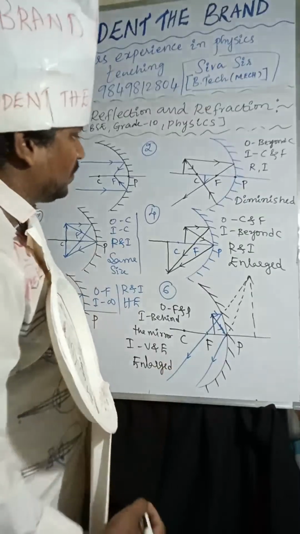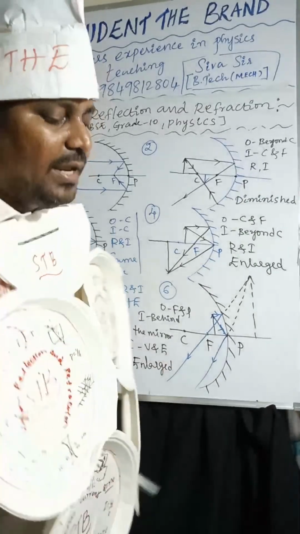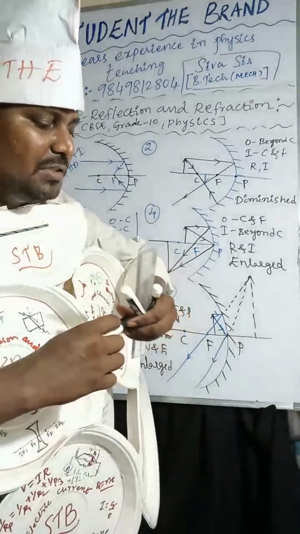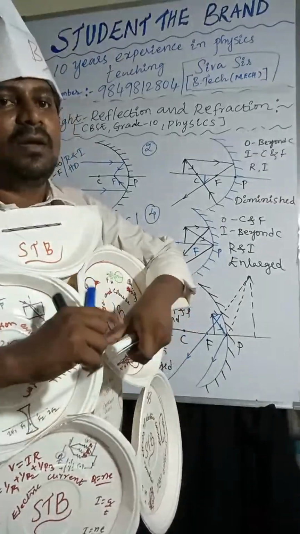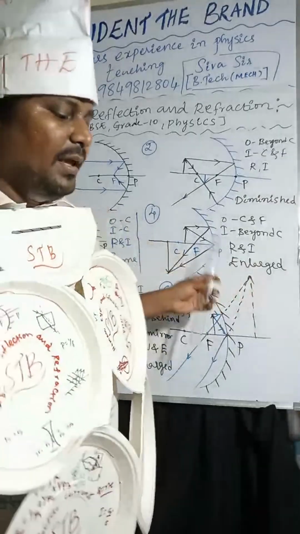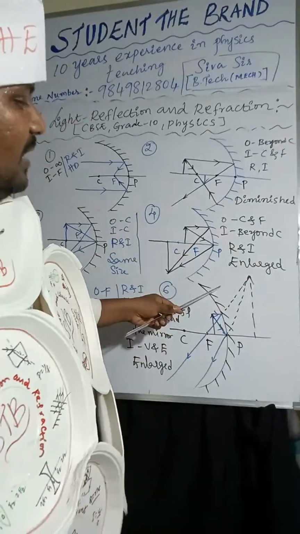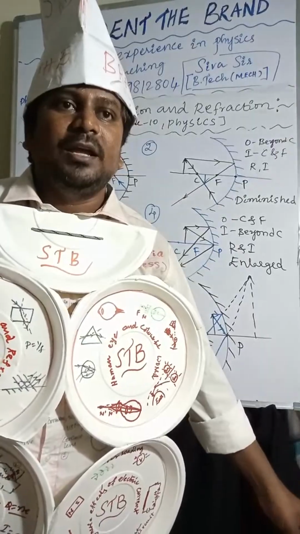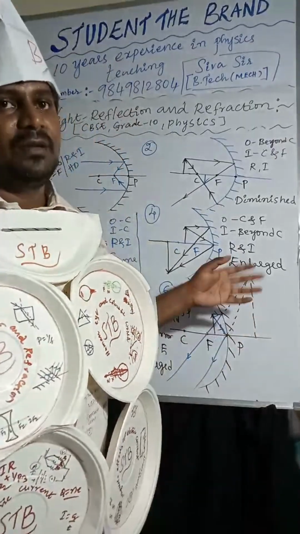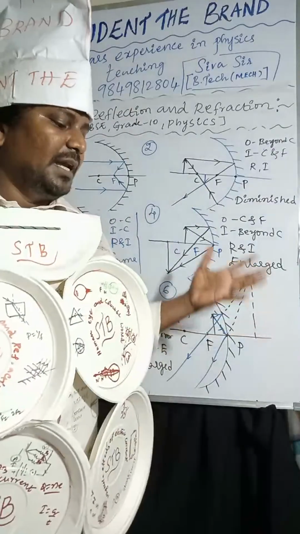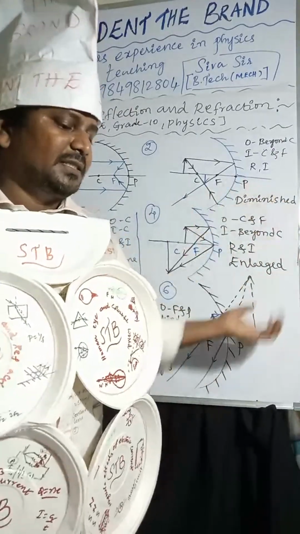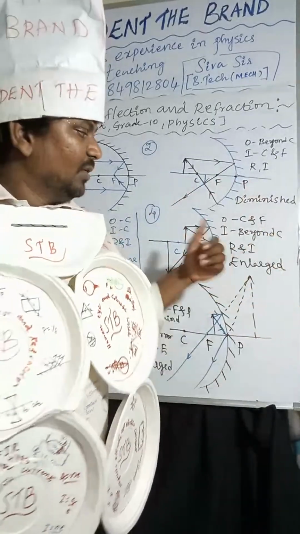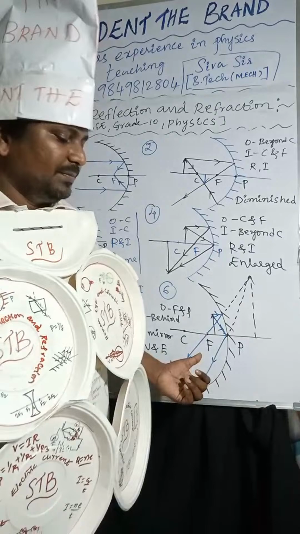So here you can see, only in this last case, only the concave mirror forms a virtual, erect, enlarged image. Coming to the convex mirror, virtual, erect and diminished. Coming to the plane mirror, virtual, erect and same size. Virtual, erect and enlarged in the concave mirror.